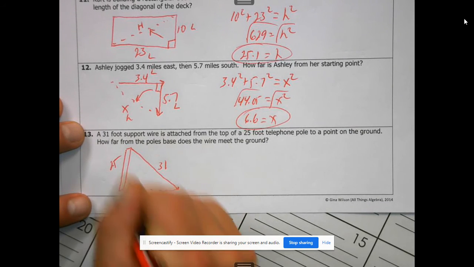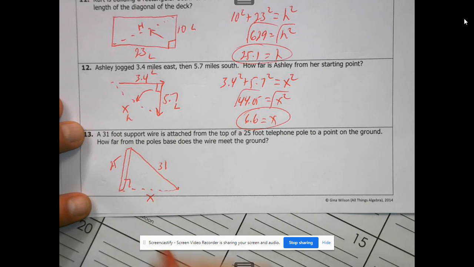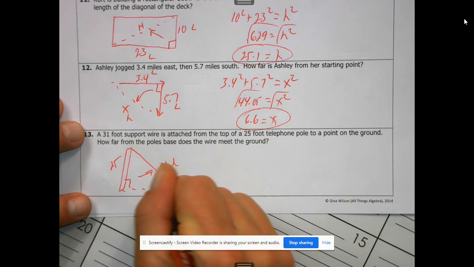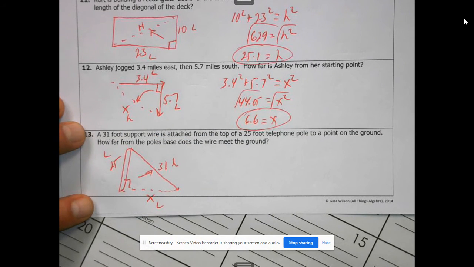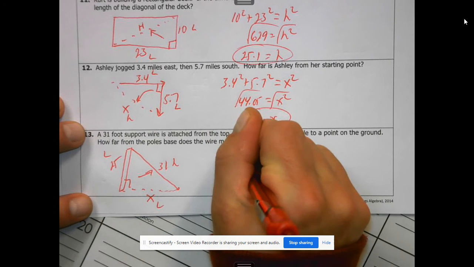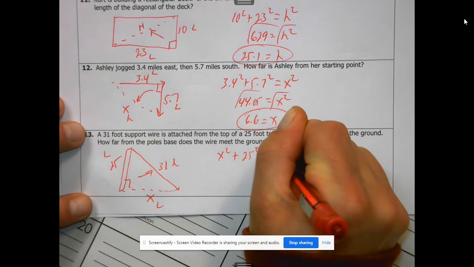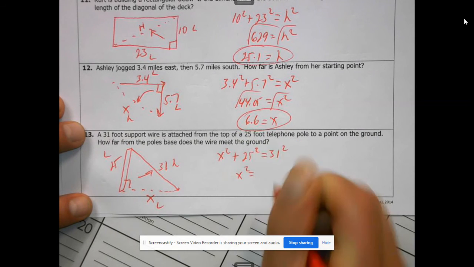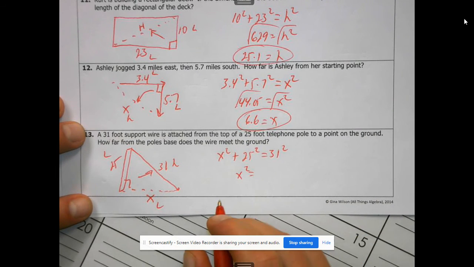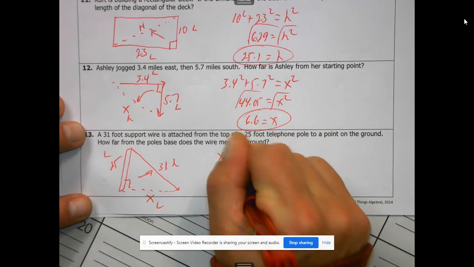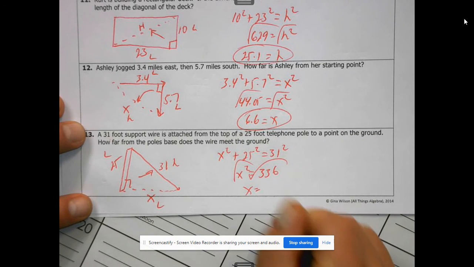Call it X. There's my 90. The piece across is the hypotenuse. X is a leg. 25 is a leg. You are missing a leg. X squared plus 25 squared is 31 squared. Subtract over the 25 squared, which gives you 336. Square root that, 18.3.